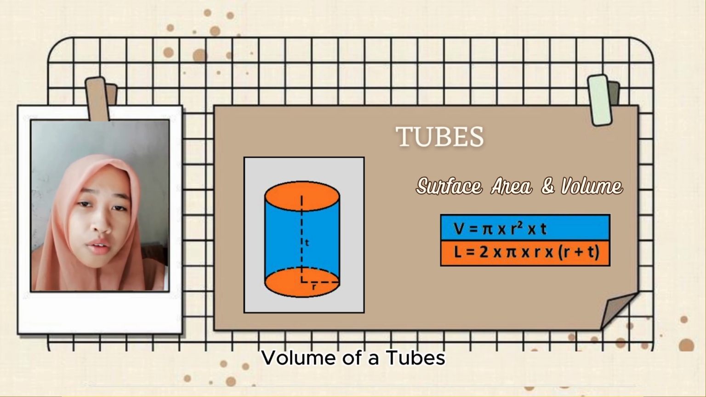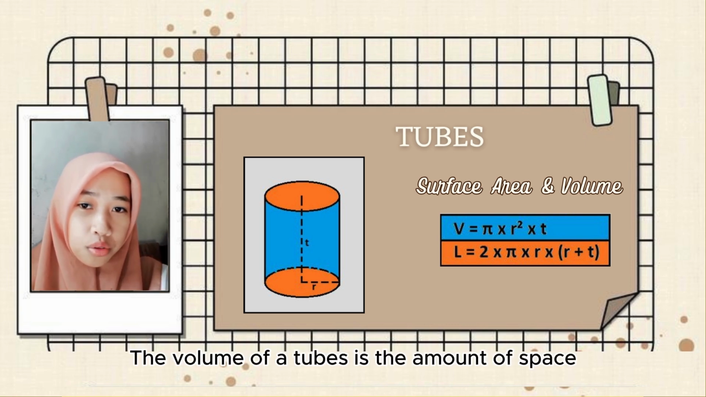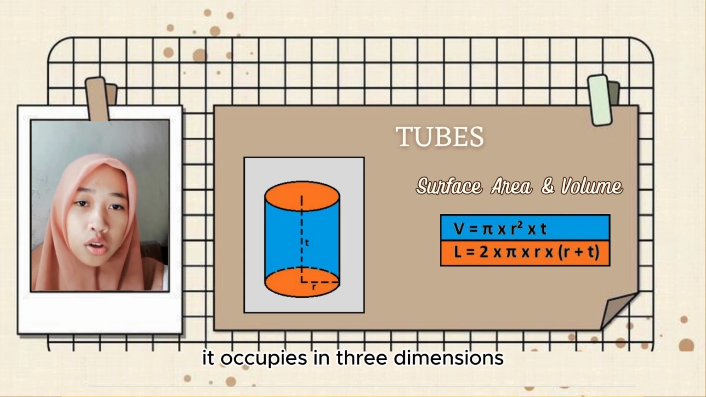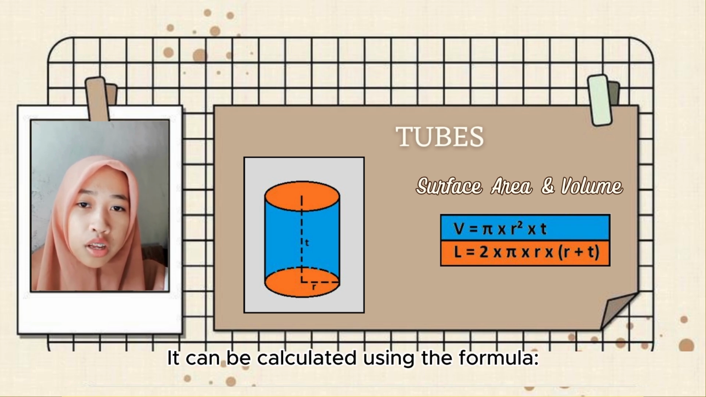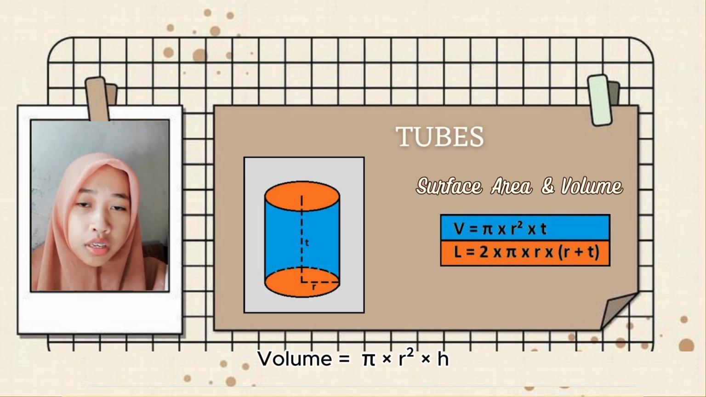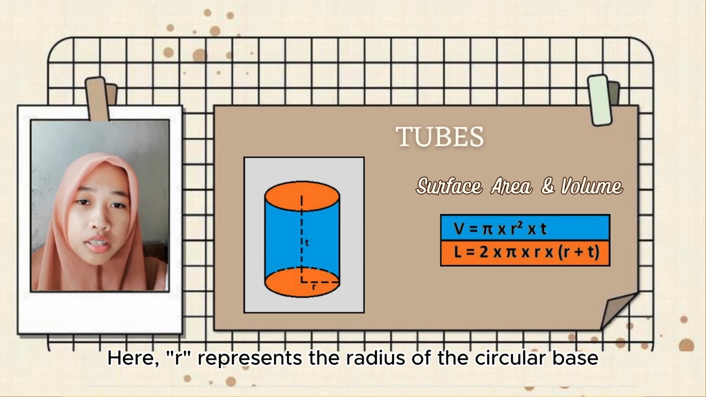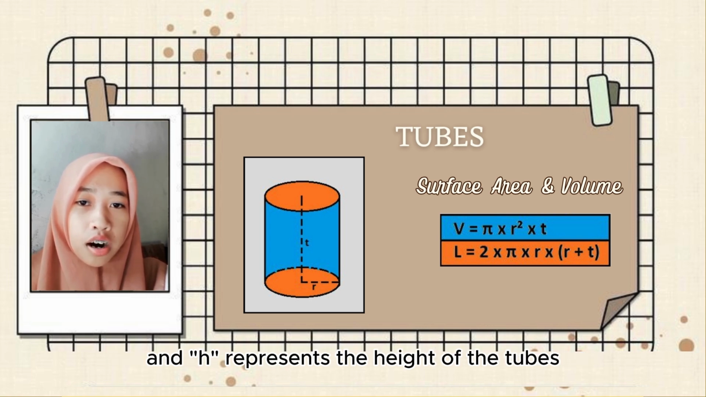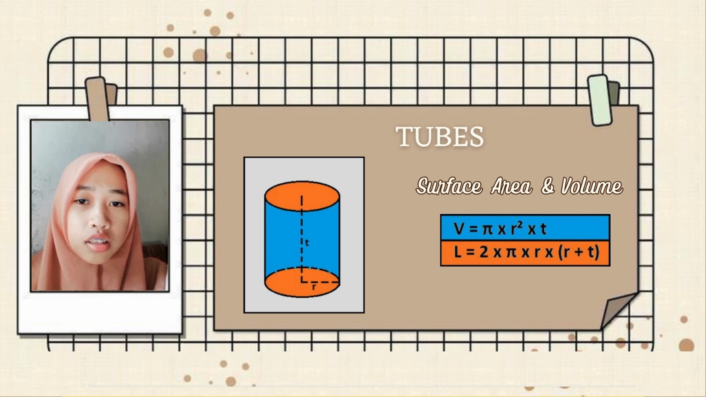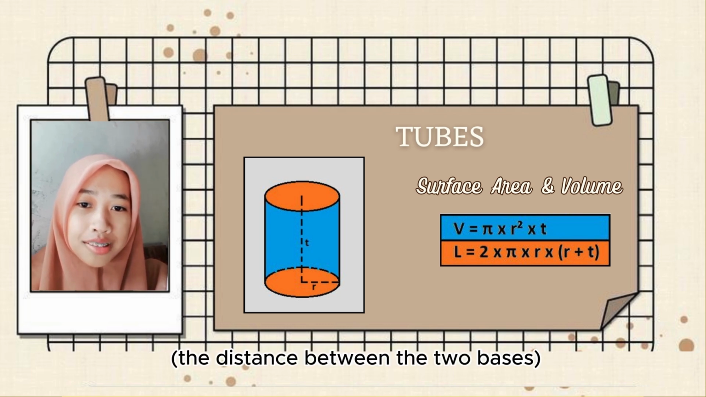Next, volume of a tube. The volume of a tube is the amount of space it occupies in three dimensions. It can be calculated using the formula: volume equals pi times r to the power of 2 times height. Here, r represents the radius of the circular base and h represents the height of the tube, the distance between the two bases.